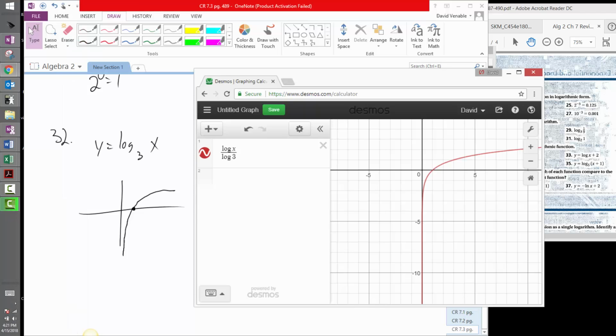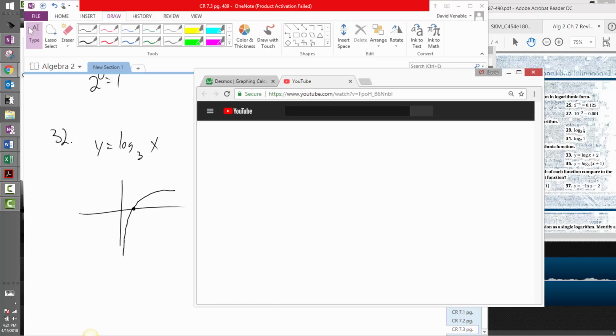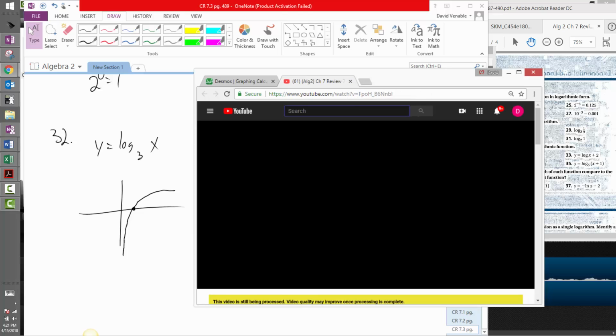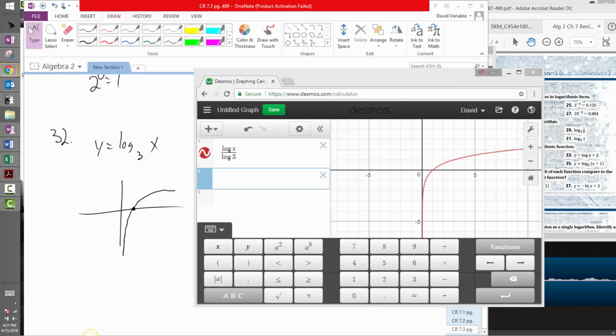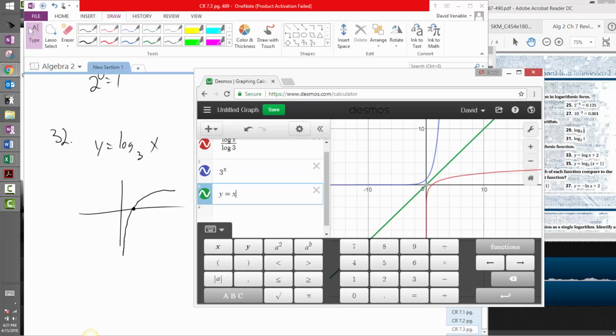And here's what I want to show you. I want to show you that this is the inverse function of 3 to the power of x. So I'm going to go right here, 3 to the power of x. Notice how those are inverse functions. They're like mirrors of each other. That's really all that I want you to know as far as graphing those, that they're inverse functions of exponential functions. Okay?